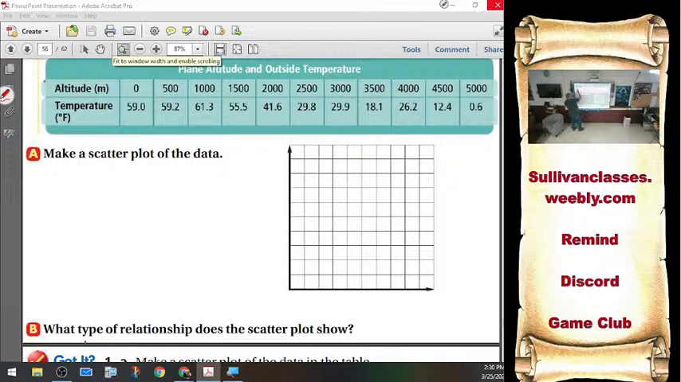Okay? This is what I can change, and this is what changes as a result. So down here I'm going to say altitude in meters. Up here I'm going to say temperature in degrees Fahrenheit. Remember, it's not enough to just say temp, done. Temperature in what? Temperature in Celsius, temperature in Fahrenheit.